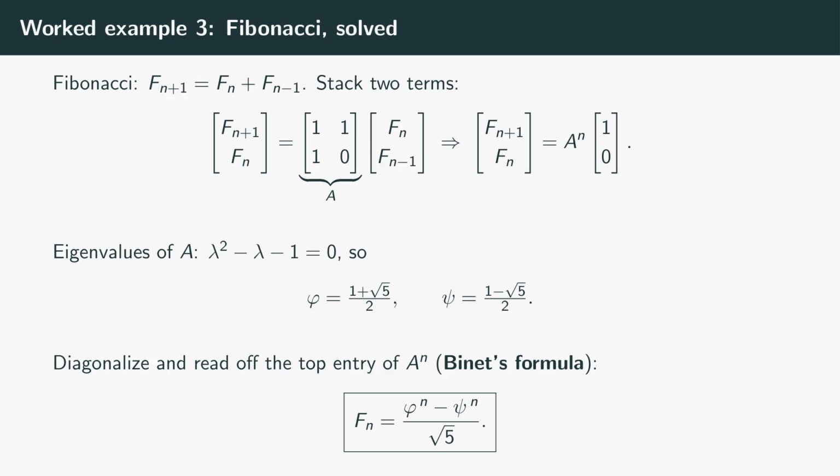The nth Fibonacci number equals the golden ratio to the n minus its companion to the n, all divided by the square root of 5. An integer sequence written purely in irrational numbers, and the square roots magically cancel every time. That is diagonalization turning a recurrence into a formula.